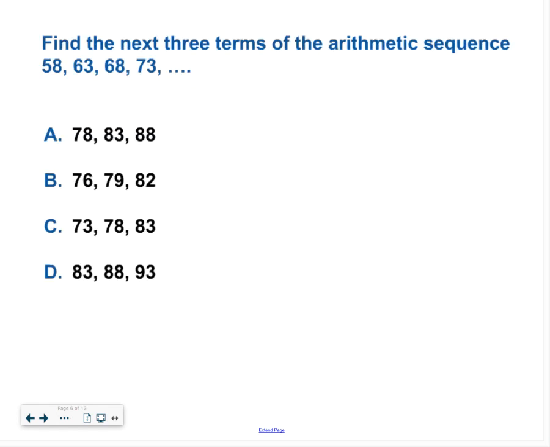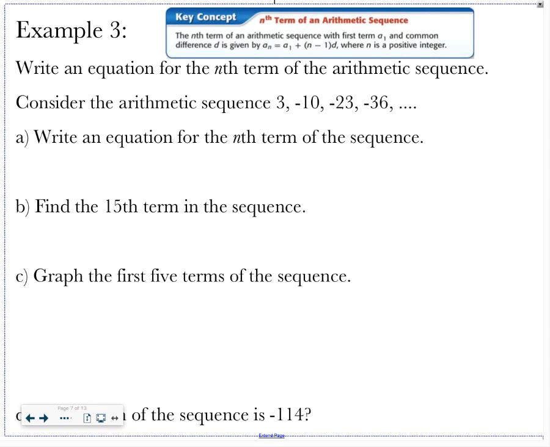Go ahead and find the next 3 terms of this arithmetic sequence. Hopefully you ended up with 78, 83, and 88. If not, maybe go back and reread the problem, watch the previous example, ask a friend, talk to me. So many options, be sure to utilize one of them. Okay, let's look at example 3.